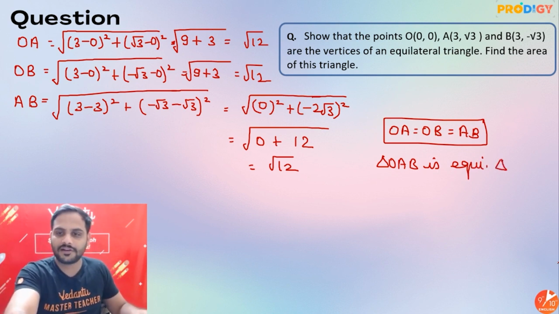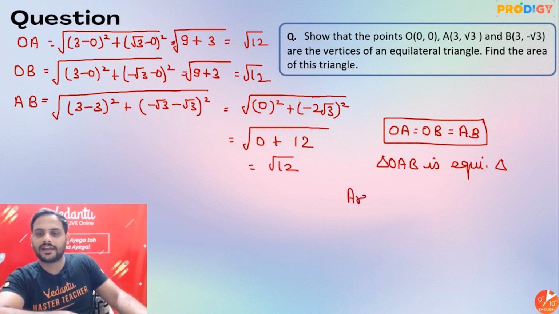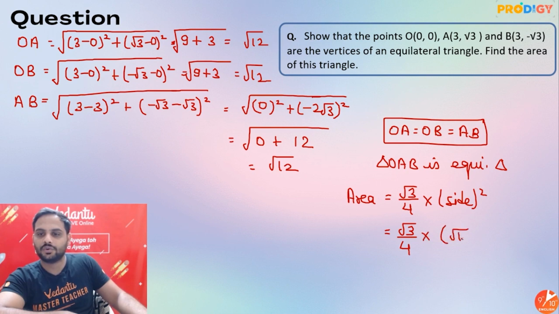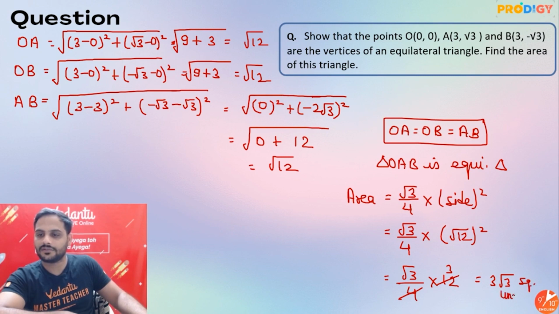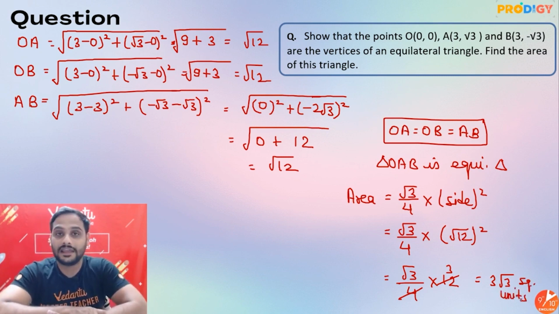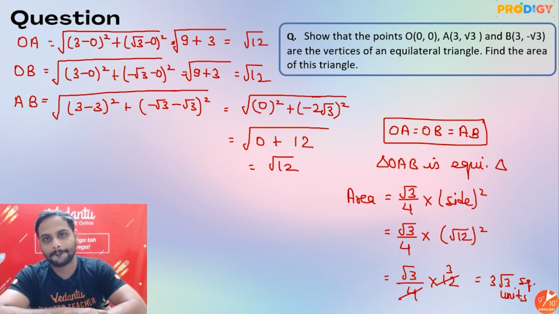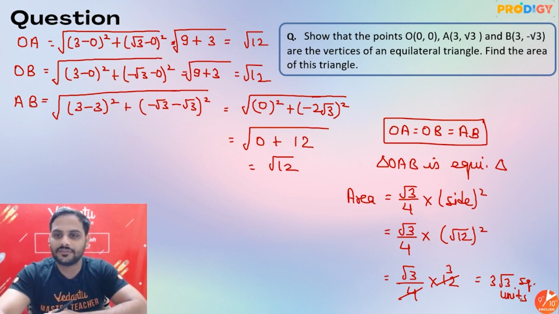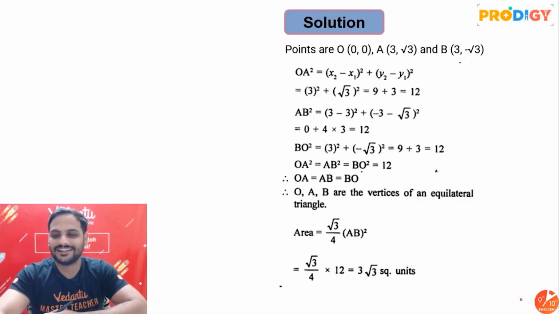It is an equilateral triangle, and if it is an equilateral triangle, I can write its area as root 3 by 4 into side square. So it is going to be root 3 by 4 into root 12 whole square, which will be root 3 by 4 into 12. 4 ones are 4, 3s are 3, so 3 root 3 square units. This is going to be the area of the triangle OAB. Done. Alright, bachcho. ठीक है.